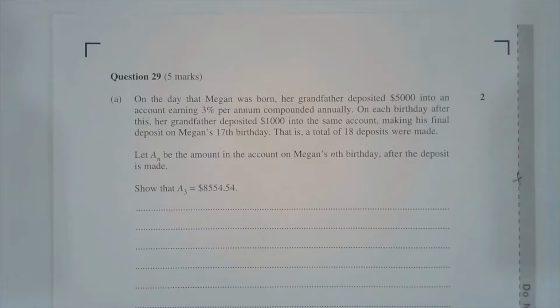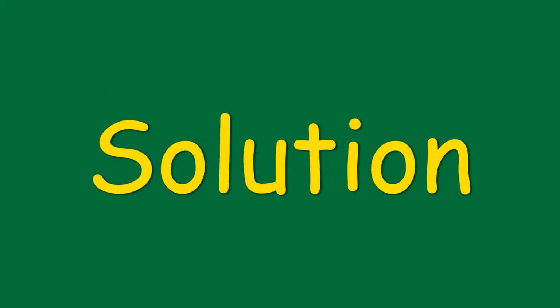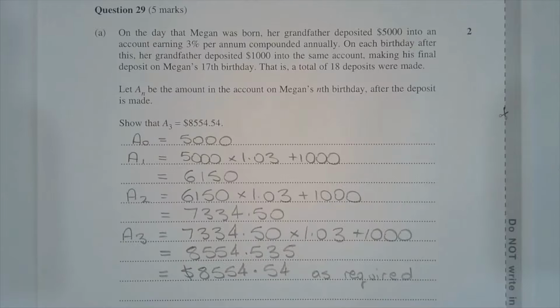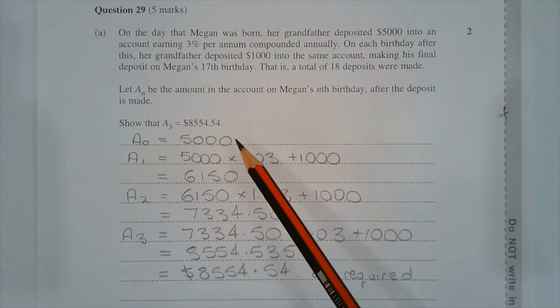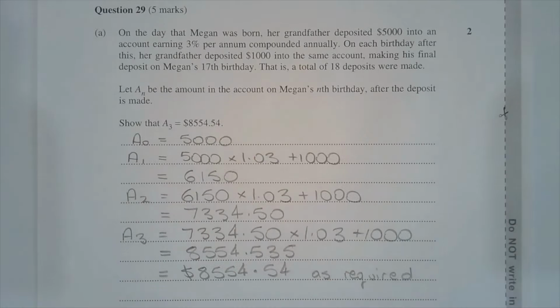Let A_n be the amount in the account on Megan's nth birthday after the deposit is made. Show that A3 equals $8,554.54. This may be answered recursively. A0 equals $5,000, and that represents the amount that Megan has in her account on the day she was born.